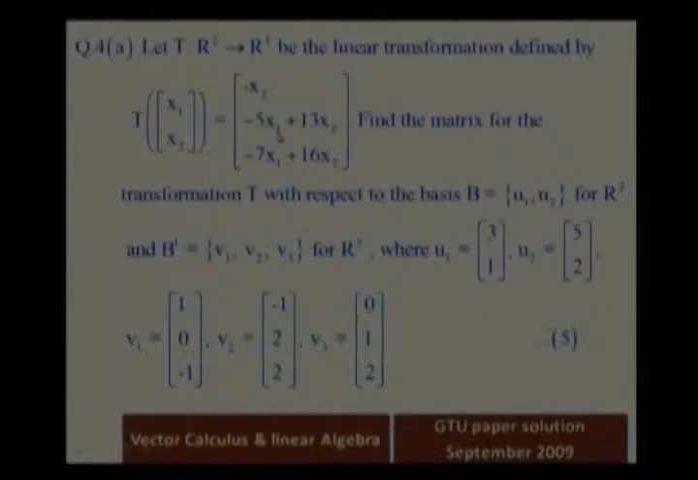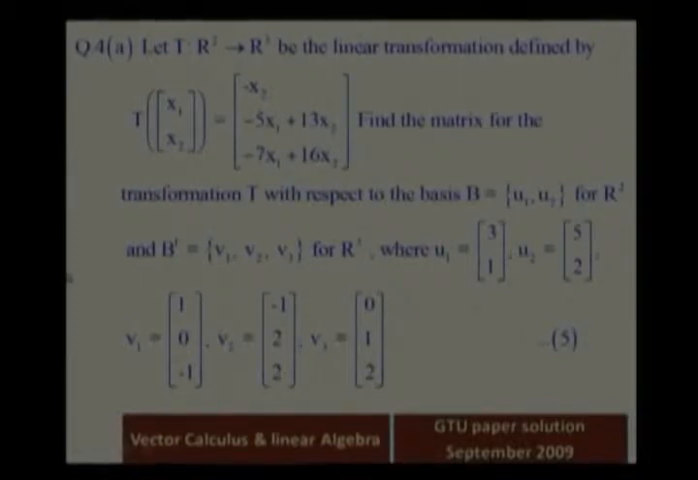Minus 5x1 plus 13x2, minus 7x1 plus 16x2. Find the matrix for the transformation T with respect to the basis B = {u1, u2} for R2 and B' = {v1, v2, v3} for R3, where u1 is (3, 1), u2 is (5, 2), and v1, v2, v3 are these three vectors: v1 is (1, 0, -1), v2 is (-1, 2, 2), v3 is (0, 1, 2).